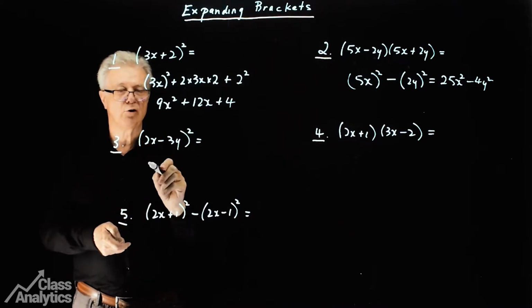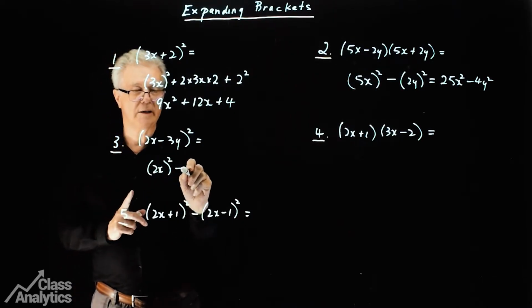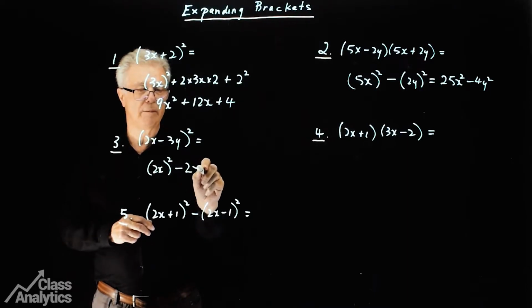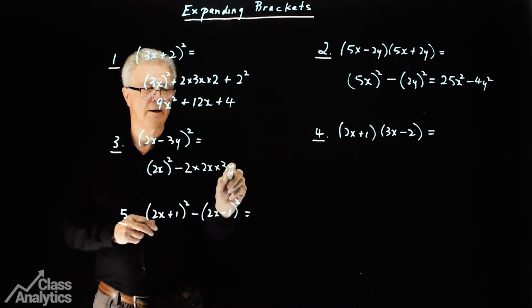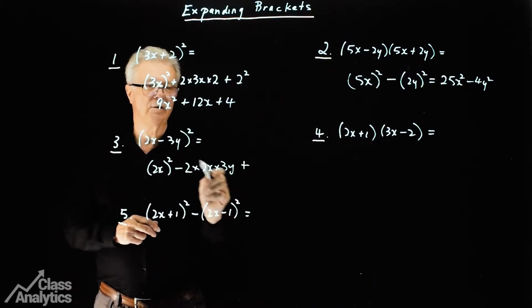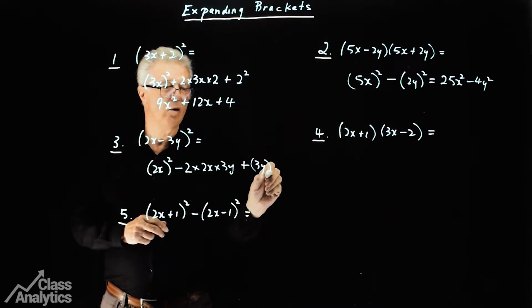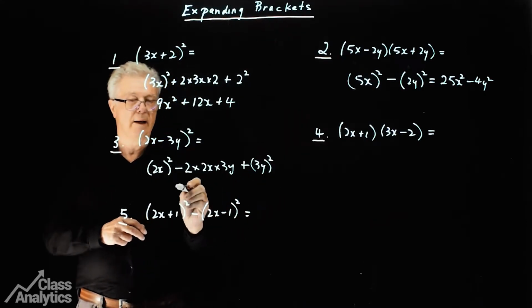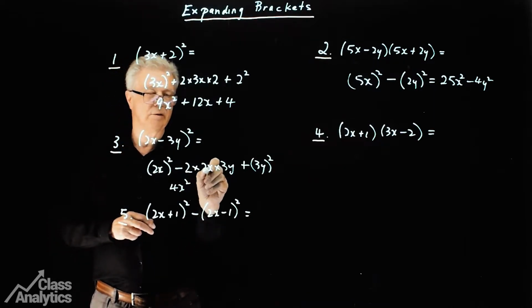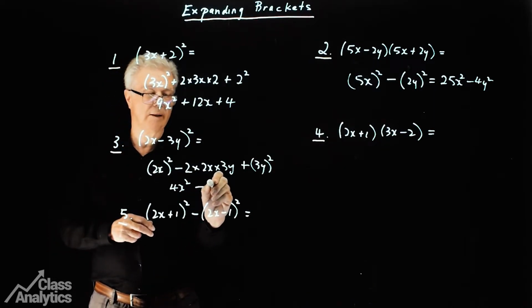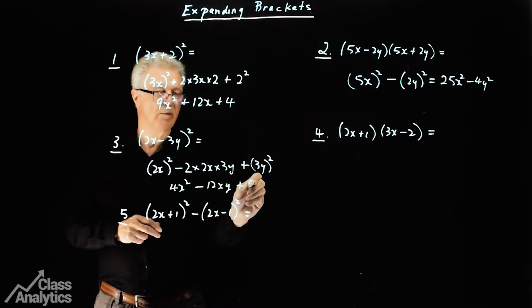So this is 2x all squared minus, don't forget to multiply by 2, 2 times 2x times 3y, and this will be plus, because the minus will change to a plus, 3y all squared, and that comes to 4x squared. This is 2 times 2 times 3, that's minus 12xy, and this is going to be plus 9y squared.